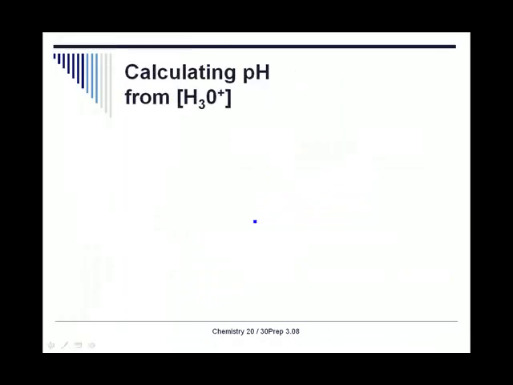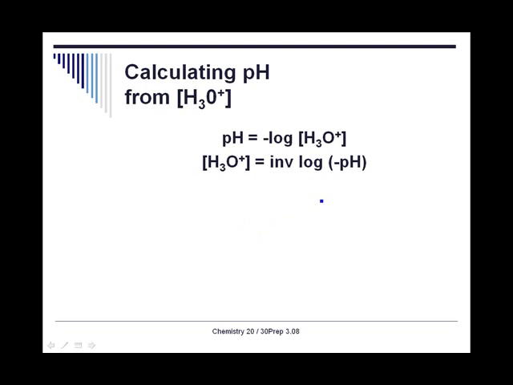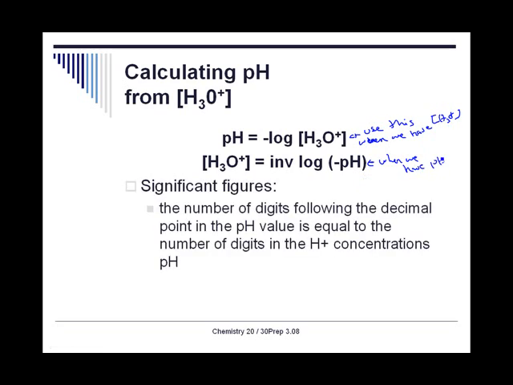So now we're going to do some calculations. So we're going to get pH from our concentration of H3O. There's our formula. We can also work backwards. If we have the pH, so for this one, we use this when we have the concentration of H3O, the concentration of hydronium ions. We use this one when we have the pH. And we'll do some examples.